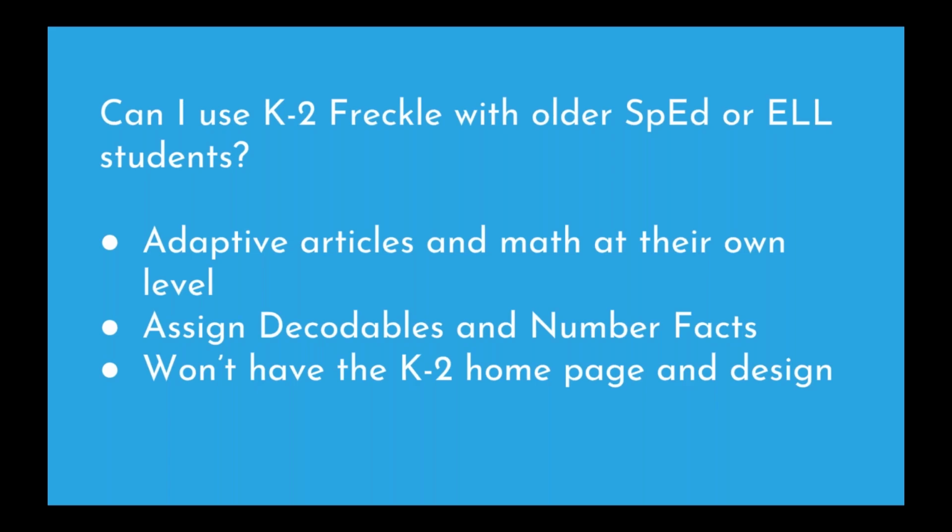So if you have students who are in grades 3 or above, who are working at a K-2 level, as they read articles and work on math questions, they're going to be working at their own level. So if they are at a first grade level, regardless of what grade they're actually in or how old they are, they're going to continue seeing those first grade level articles or math problems. If that's their level, then that's what they're going to see when they're working on adaptive practice. And that's just automatic.